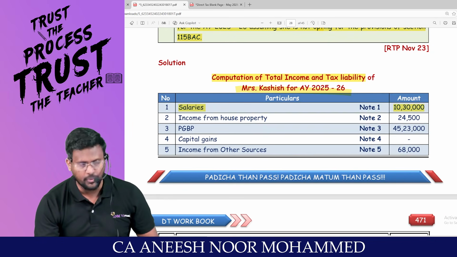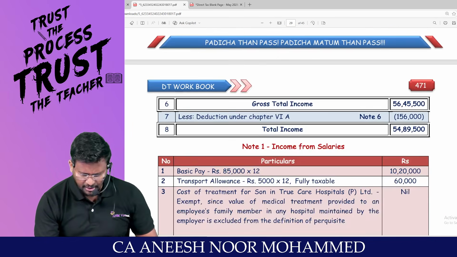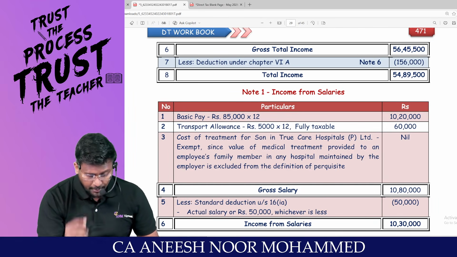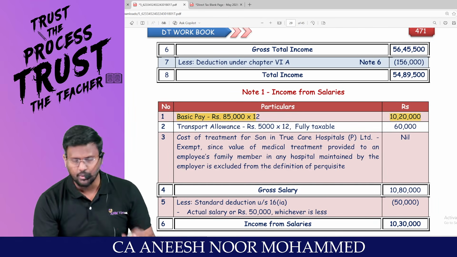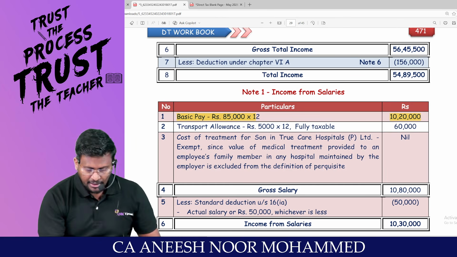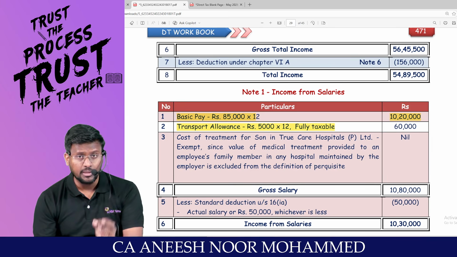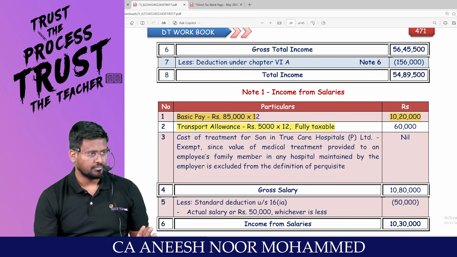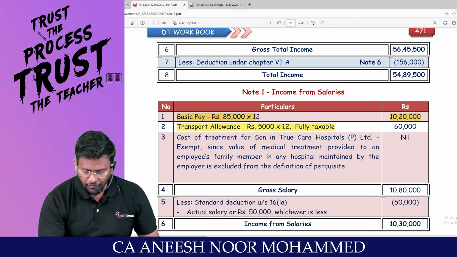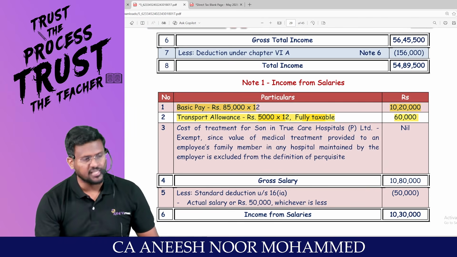Salary computation we are going to make. Is she working in any hospital? She's getting basic pay 85,000. So 85,000 into 12, 10,20,000. Transport allowance she's getting. Is she blind? No, sir. So 3,200 cannot be claimed. So fully taxable. Am I right? So 5,000 into 12, fully taxable, 60,000.